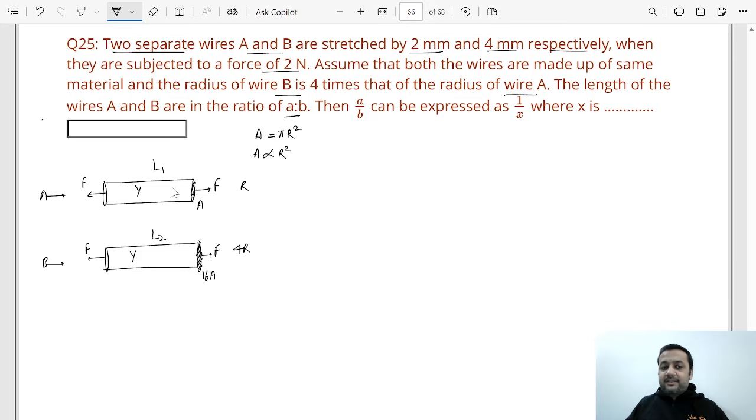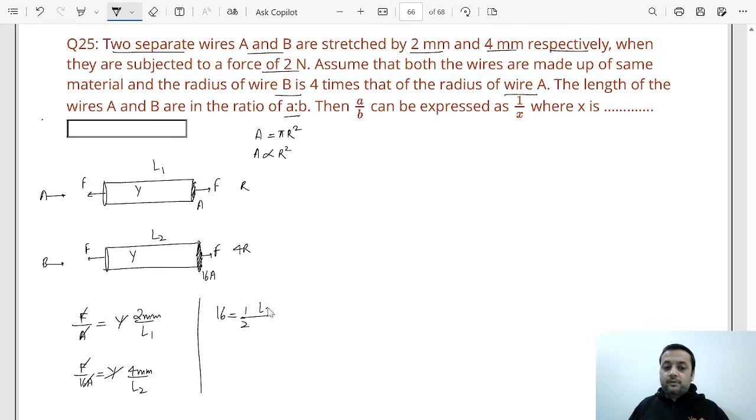Now look, if I apply the Young's modulus equation for the first wire, force upon cross sectional area will be equal to Young's modulus into elongation, which is 2 mm, upon original length, which is L1. This is the Young's modulus equation for the first wire. Same equation for the wire B will be force upon cross sectional area 16A equals Young's modulus into elongation, which is 4 mm, upon the length, which is L2. If I take the ratio of this, you can see that F by A gets cancelled, Young's modulus cancels, this 16 will go in the numerator, and this 2 mm by 4 mm will become half.